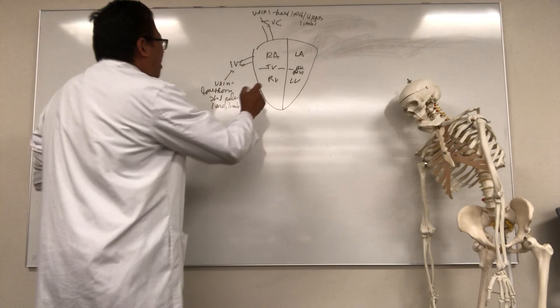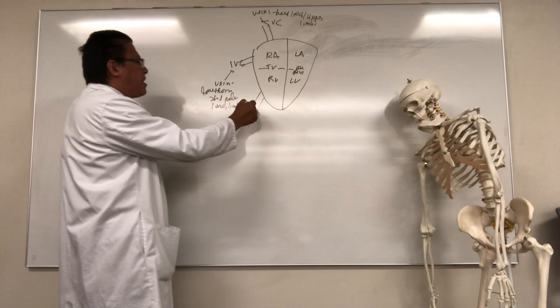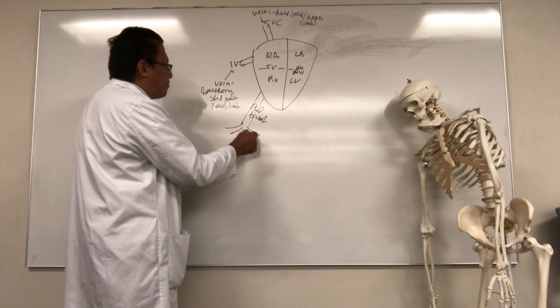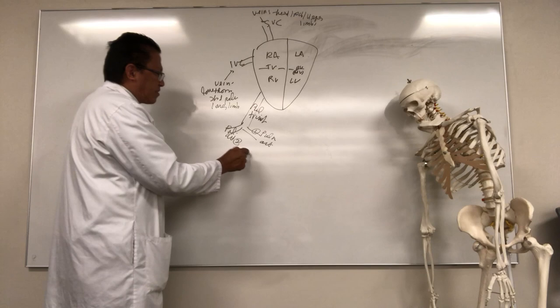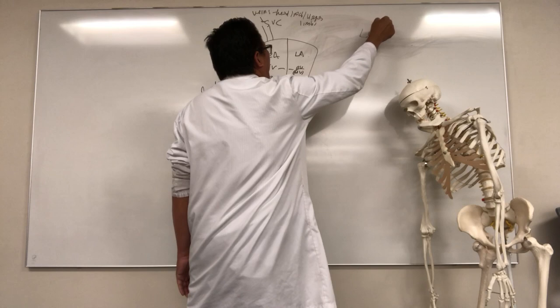So, but for all intents and purposes, so that you just know how the blood will flow, I'll just put it down here. So the pulmonary trunk divides into what? Right and left what? Pulmonary artery. So how many pulmonary arteries do we have? Two. And it goes where? Through the lung. And what happens in the lung? Get rid of CO2, and what do you bring in?